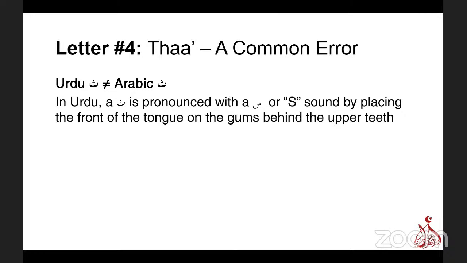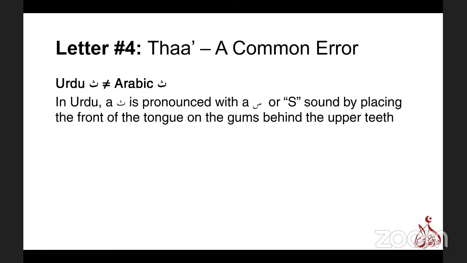And how does this S sound come out in Urdu? It's somewhere along the lines of you take the front of your tongue and you place it kind of on the gums that are behind the upper teeth, on the top of your mouth, that little rough area right behind the upper teeth. You put your tongue somewhat there and slightly touch it there. You'll have that se sound come out. Se, sa, su. Right? So that's how that sound comes out.